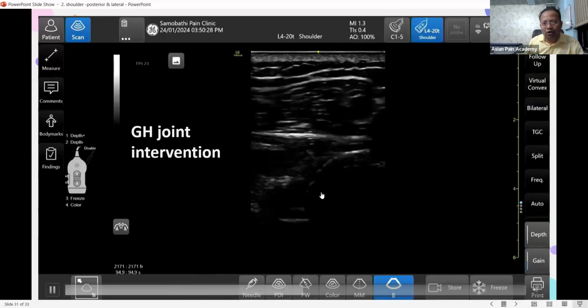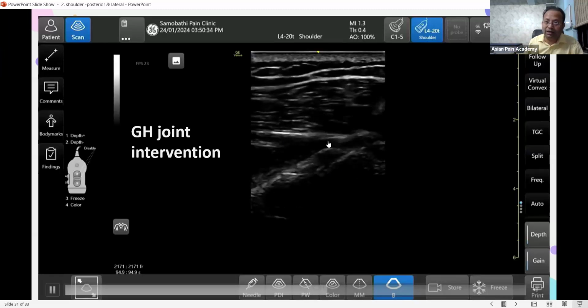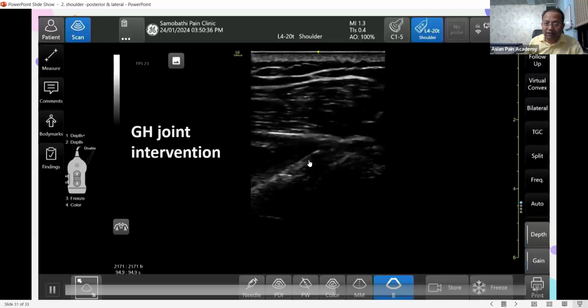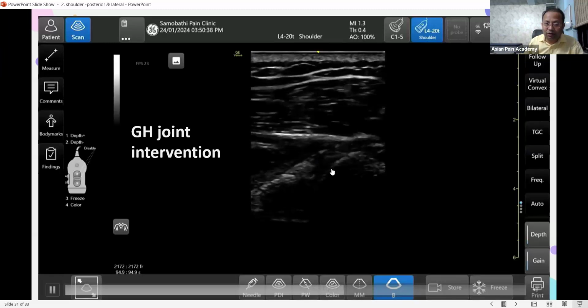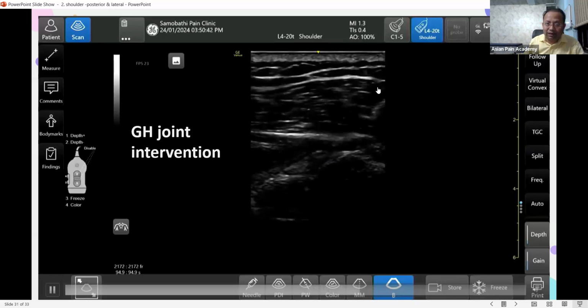It is a long axis probe positioning over the infraspinatus tendon. You can see this is the labrum, glenoid bone, humeral head, and this is the needle coming from the lateral side just between this articular cartilage and labrum. Okay.